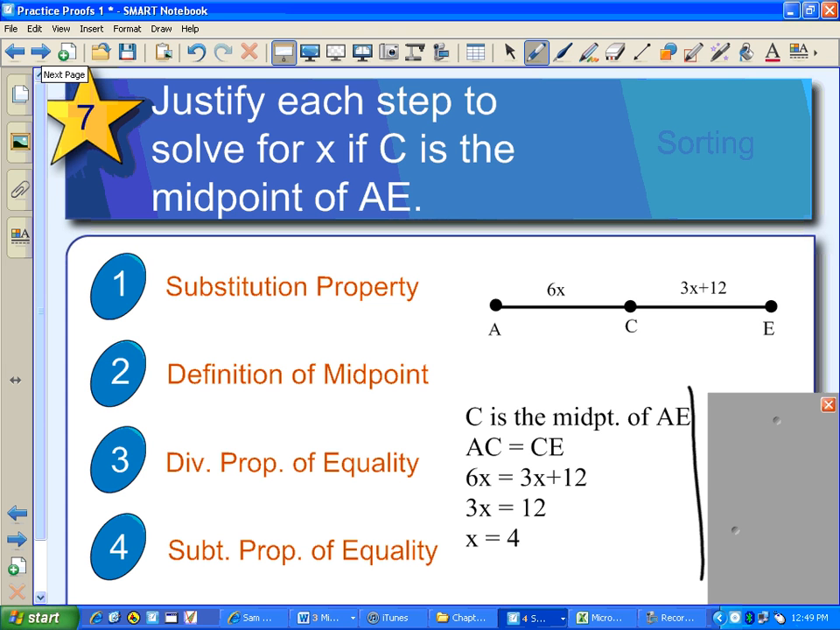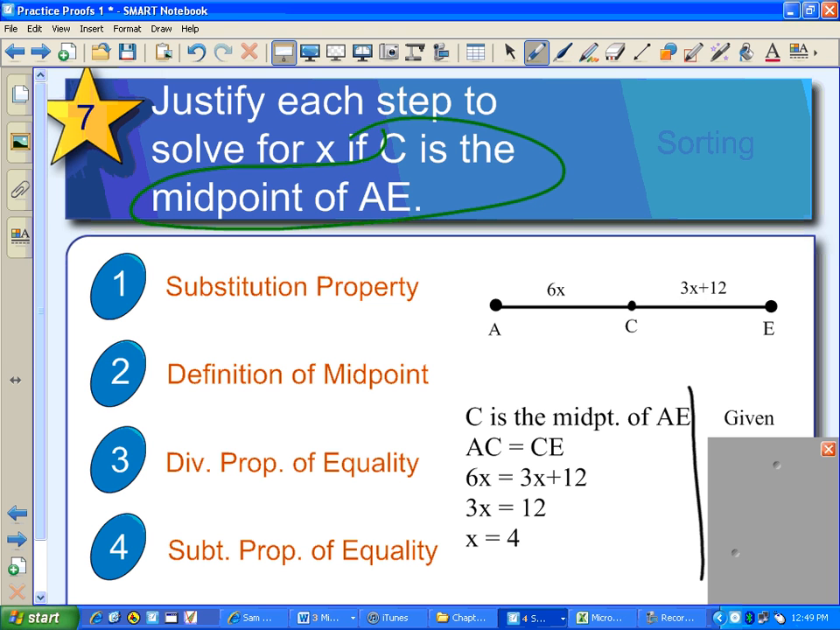Okay. Here, C is the midpoint of AE. I'm not getting that from my picture. Okay, if I look at my picture, in order for me to look at a picture and know that C would be the midpoint, I would have to know that these pieces are equal. I don't know that. So how do I know that C is the midpoint? It's because they tell me up here that C is the midpoint. This is given information.